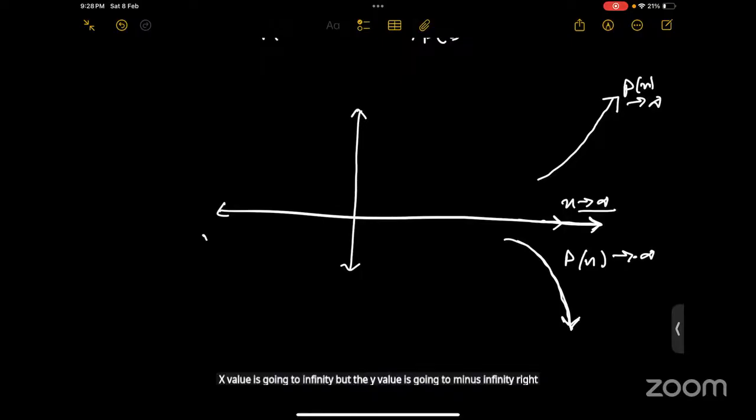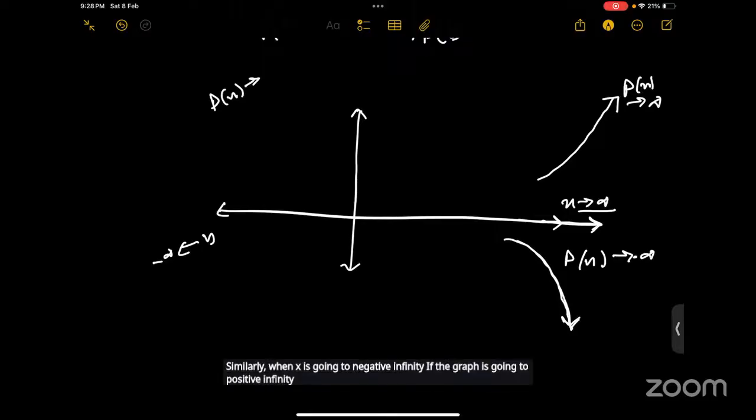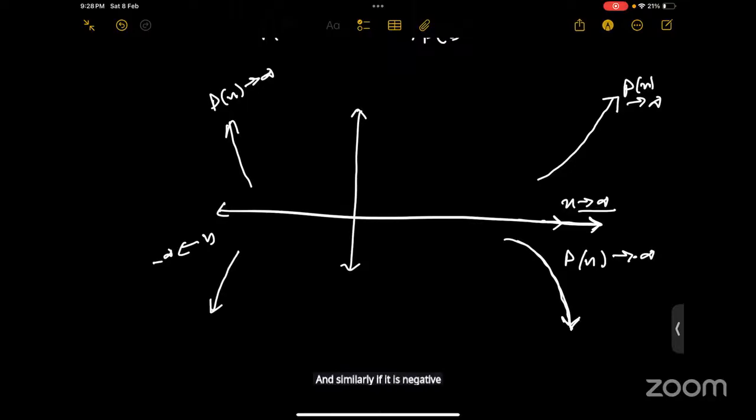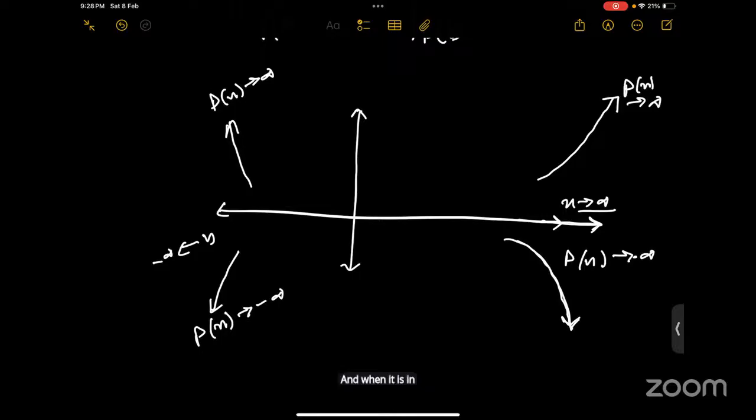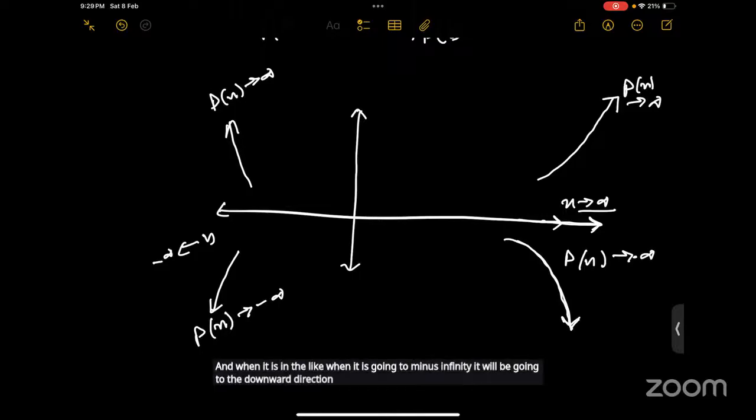Similarly, when x is going to negative infinity, if the graph is going to positive infinity, that means it will be going to the upward direction. And similarly, if it is negative, then it will be going to the downward direction. So whenever the y-axis value is positive, it will be going to the upward direction, and when it is going to minus infinity, it will be going to the downward direction. Okay, this is the main thing.